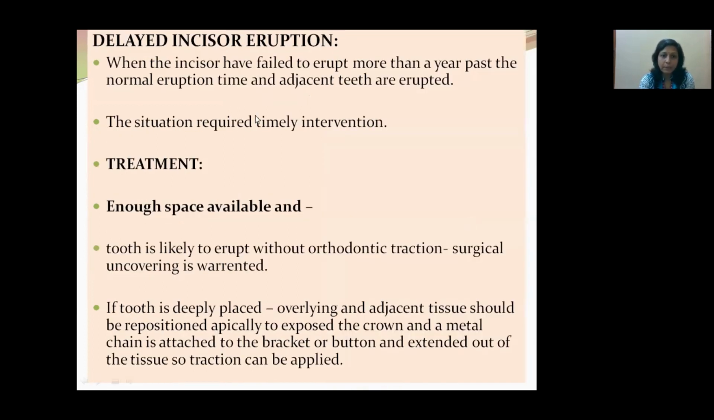Delayed incisor eruption: when the incisors have failed to erupt more than a year past the normal eruption time and adjacent teeth have erupted, this situation will require timely intervention by orthodontic means. If there is enough space available for the incisor to erupt, then the tooth is likely to erupt without orthodontic traction, and surgical uncovering is warranted. If the tooth is deeply placed, overlying and adjacent tissue should be repositioned apically to expose the crown, and a metal chain is attached to the bracket or button and extended out of the tissue so traction can be applied to the tooth.